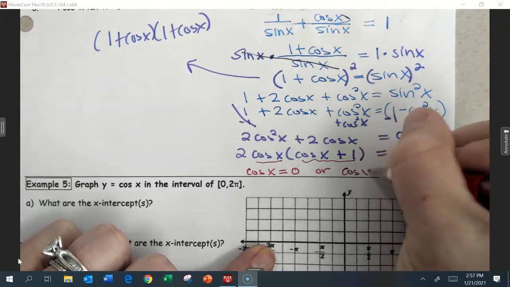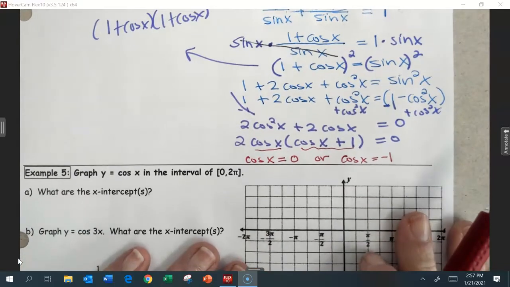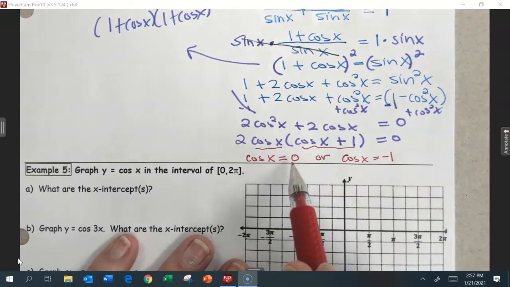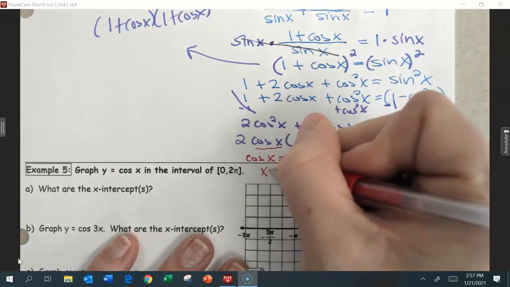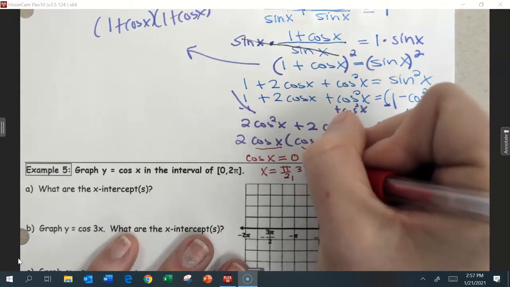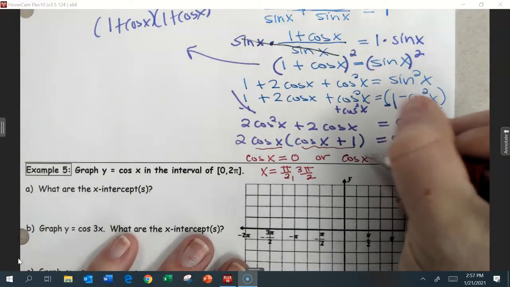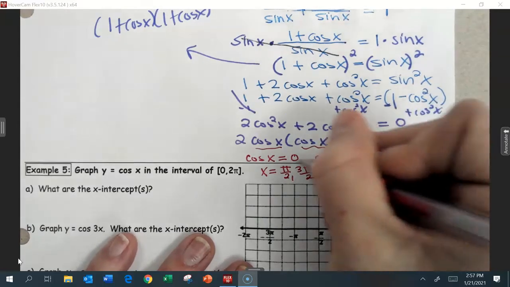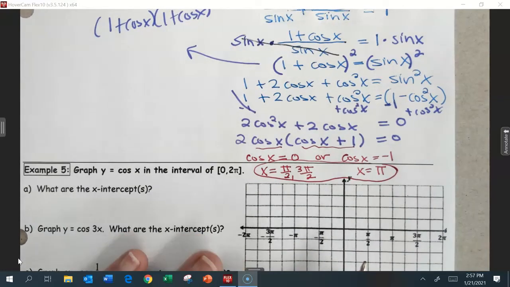So if I get cosine of x by itself, ultimately we have the two equations that you need to solve. So when will the cosine of x be 0? Remember, you're looking around that coordinate plane, knowing that unit circle. So this would be at pi over 2 and 3 pi over 2. And when will the cosine of this angle measure equal -1? That will be at pi. So we officially have 3 answers to number 4.